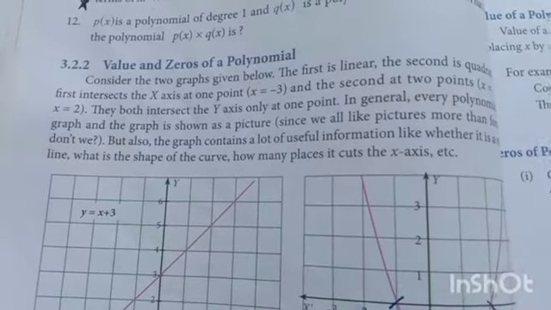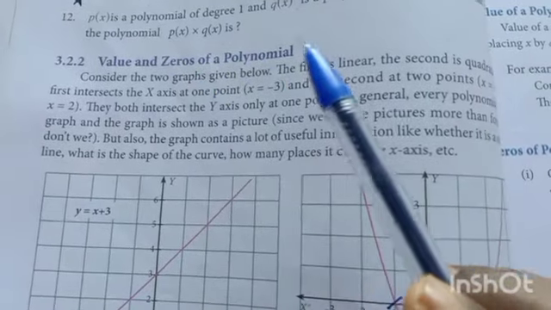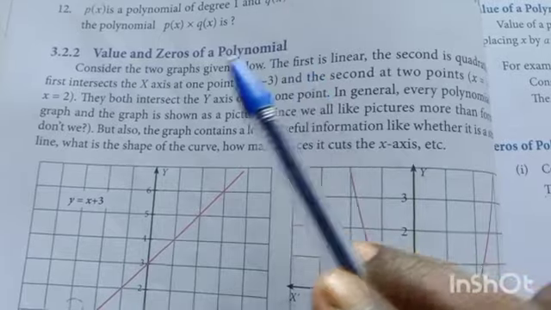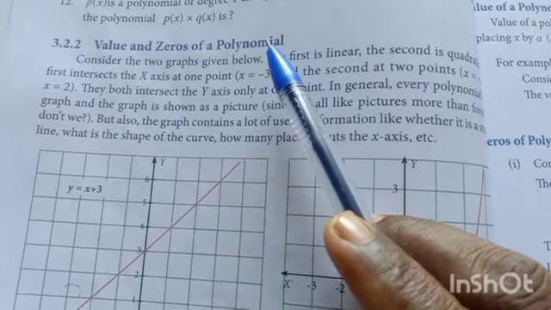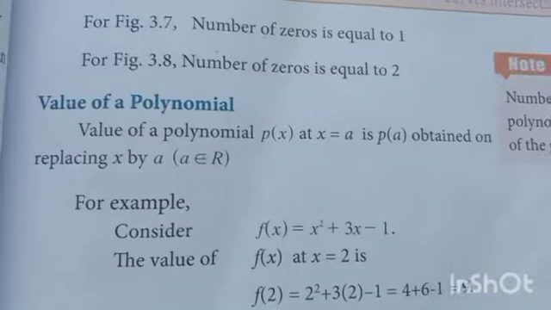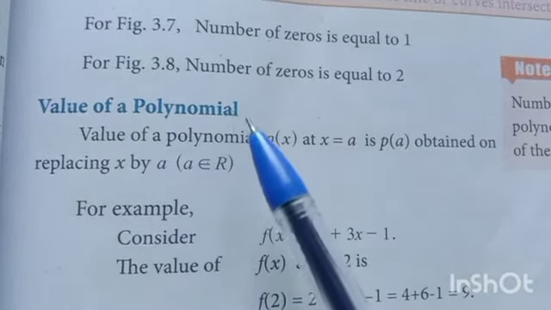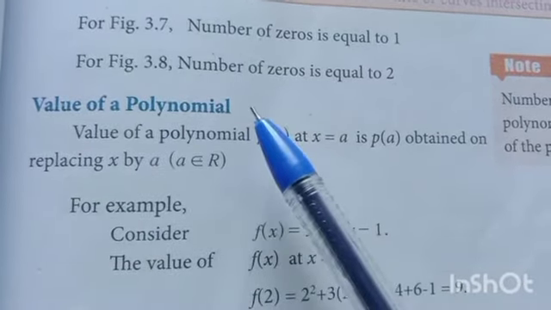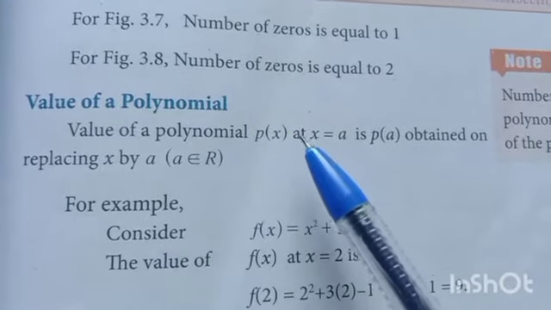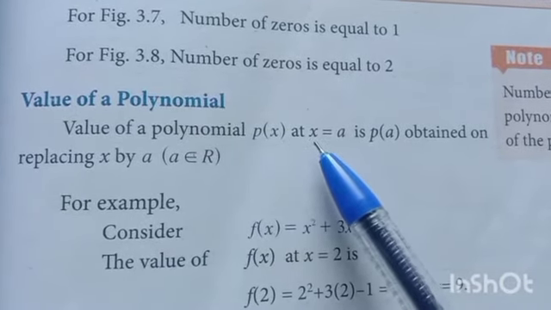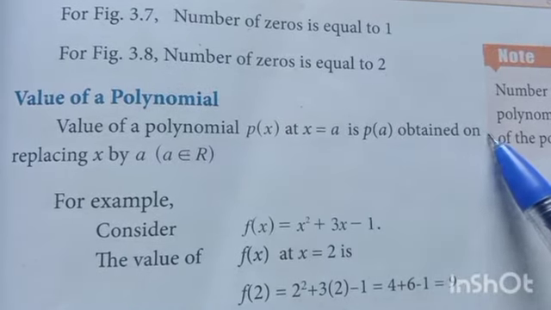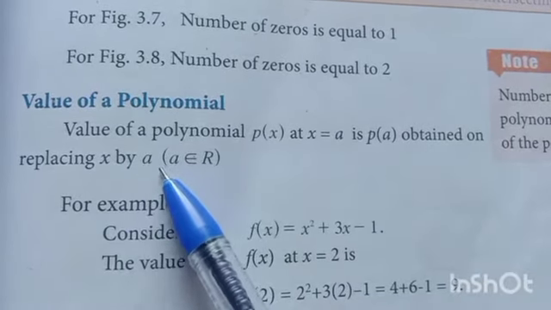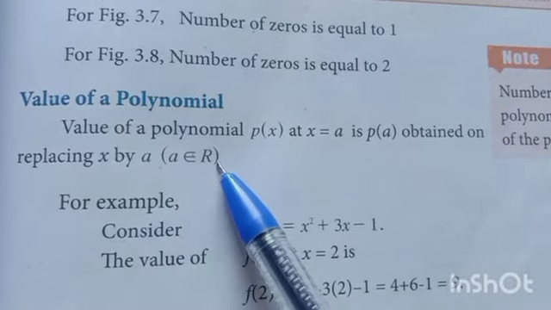Students, next topic: value and zero of a polynomial. How do you find the values and zeros of a polynomial? Listen, students. The value of a polynomial p of x at x is equal to a is p of a, obtained on replacing x by a, where a belongs to R.